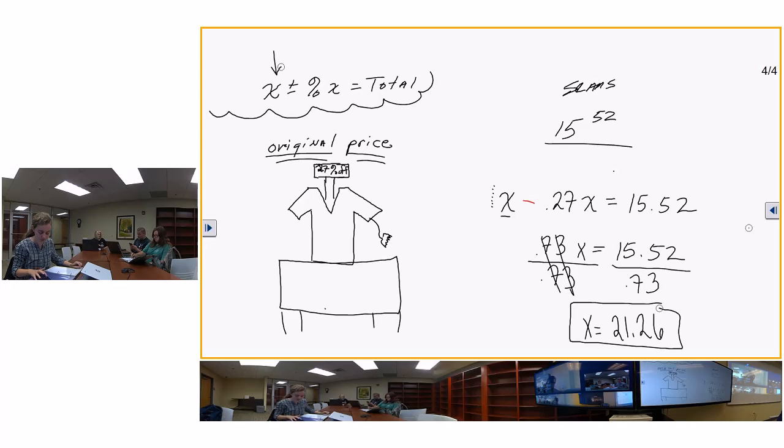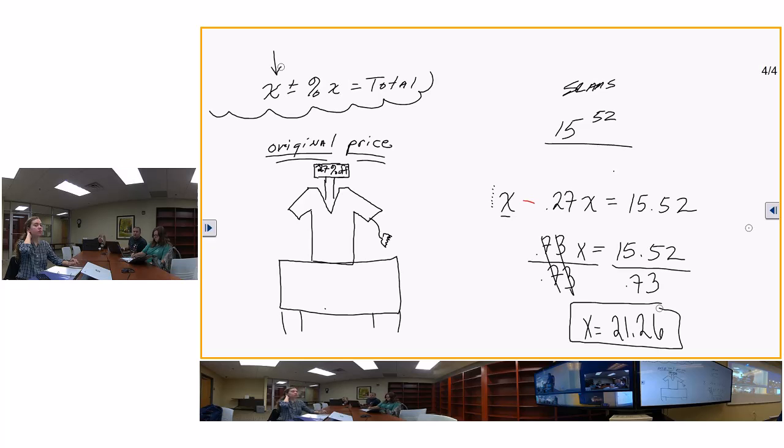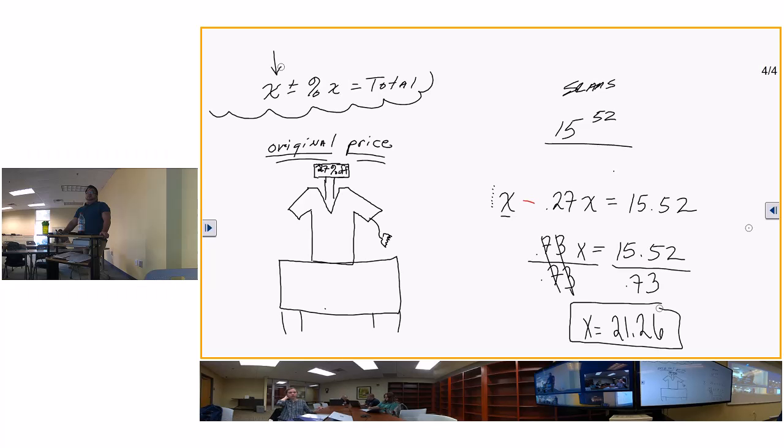Is that what you do? What do you get? And add it to 15.52. Comes out to like 19 something. It doesn't come out 21.26. Comes out like $19 or $20, doesn't it? Yeah, I think it comes out to 19 something.